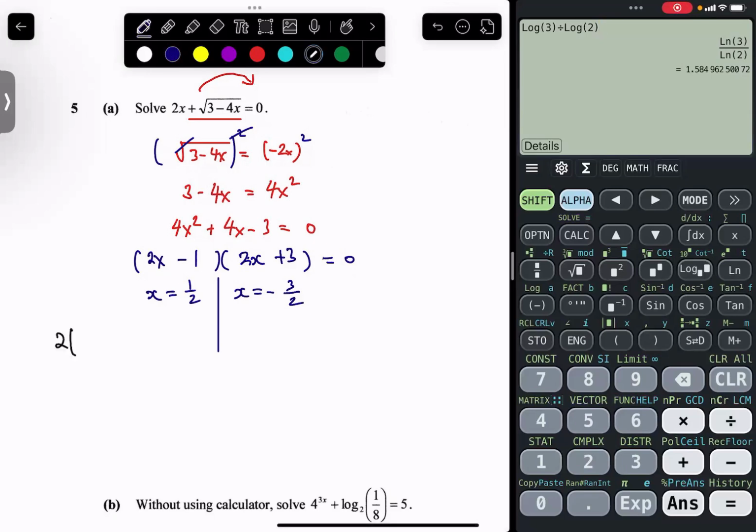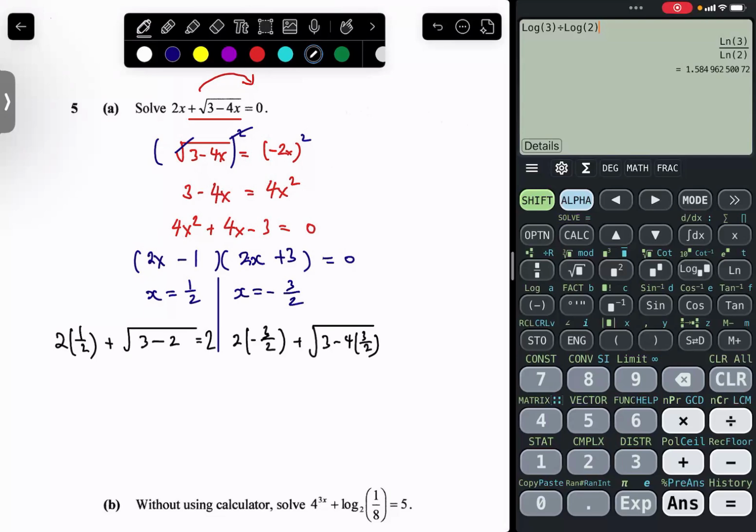I will have 2 bracket half plus the square root of 3 minus 2, but that is equal to 2, compared to 2 bracket negative 3 over 2 plus the square root of 3 minus 4 bracket negative 3 over 2. So that will be equal to 0.